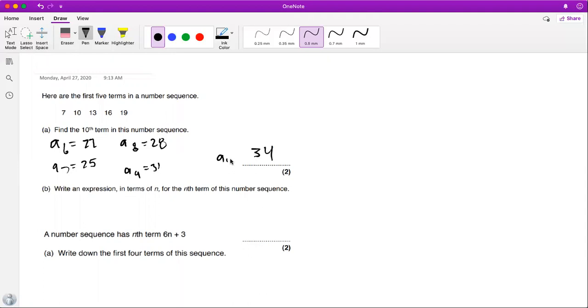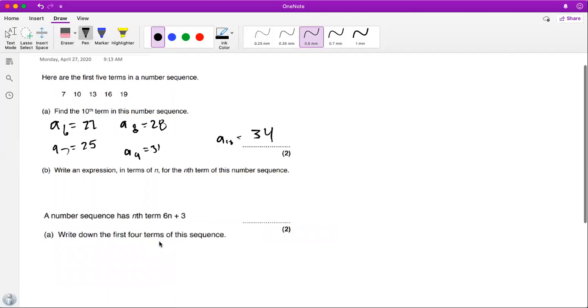So that's pretty straightforward, I think. Just a 10th term. Part B is significantly less straightforward. It's like write an expression for the nth term, kind of like this one that says the number sequence has an nth term 6n plus 3. We can do this one first. Write down the first 4 terms.